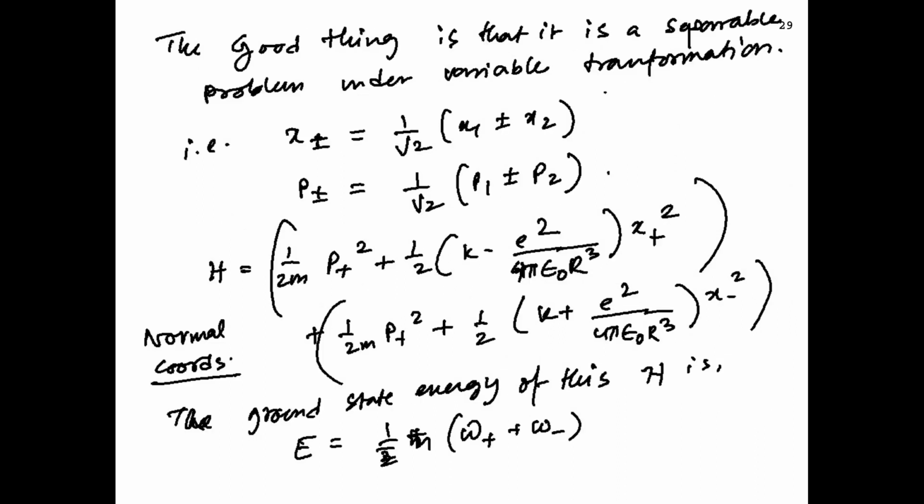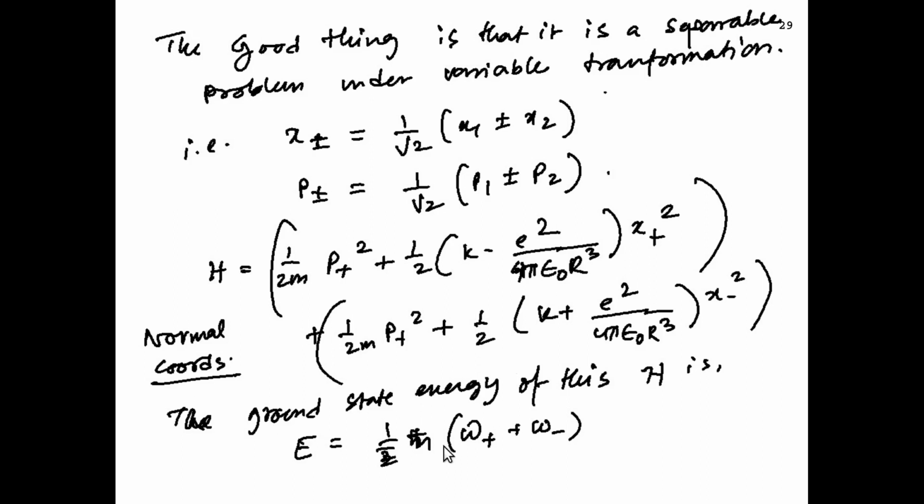The good thing is that this problem is again exactly solvable by making separation of variable, by doing a variable transformation or normal coordinates. So I introduce this new variable, which is x plus minus and p plus minus, which is basically a variable transformation of x1, x2 and p1, p2, and in terms of this is how the problem now looks like. This is a very simple harmonic oscillator problem with a potential which is dependent on a constant r, which is the distance between the nucleus. Nucleus is static, so that's why the r is constant.